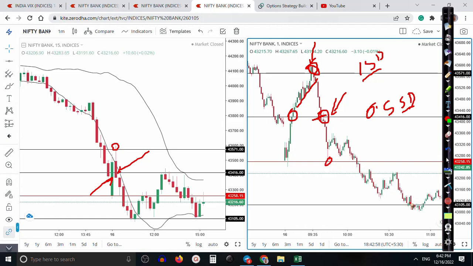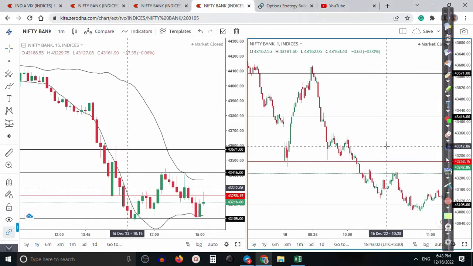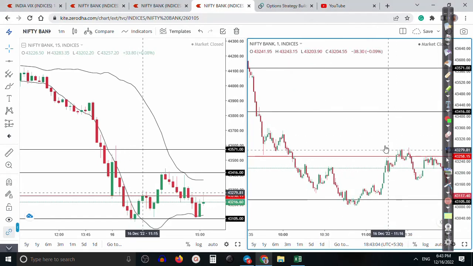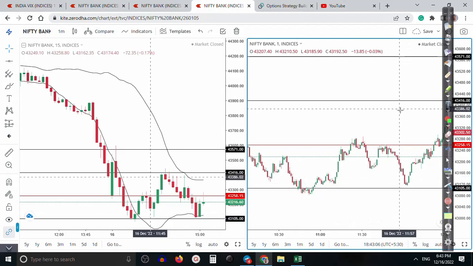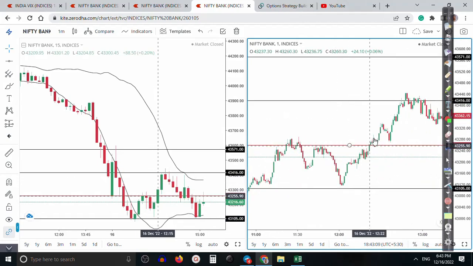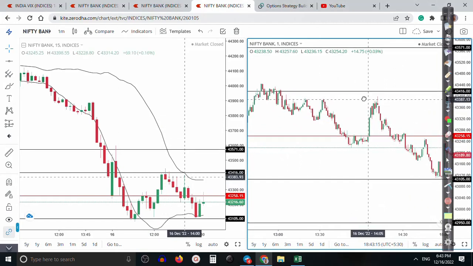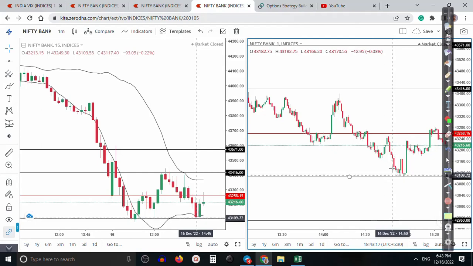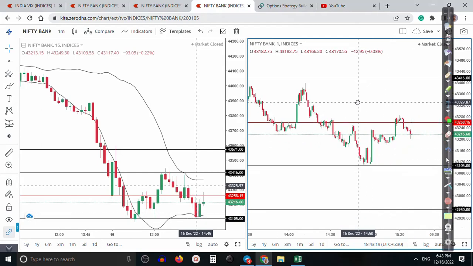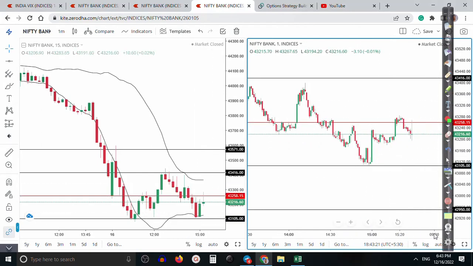So how beautifully they're respecting it. Have you seen? That is the power of standard deviation. So this key level, all right, this key level broke, pulled back again, hit this level. That is the key level. So finally, last, that is the perfect key level. So we booked our profit and came out of the market.